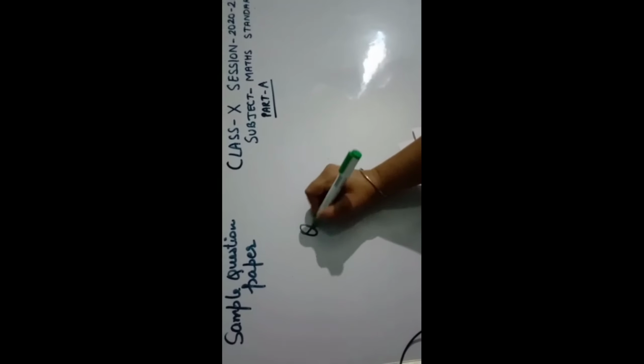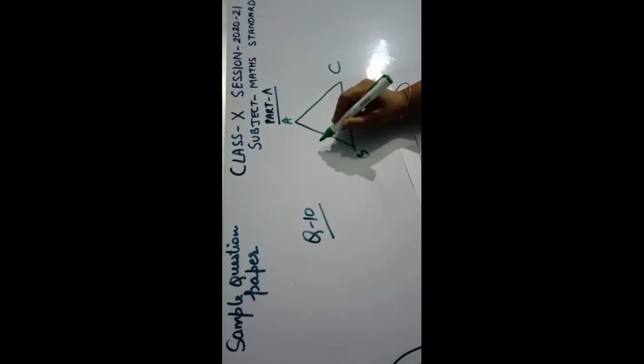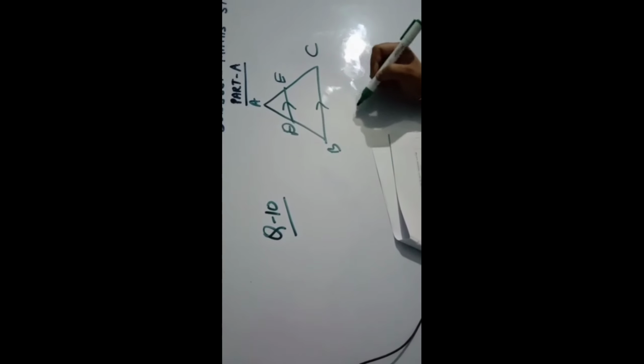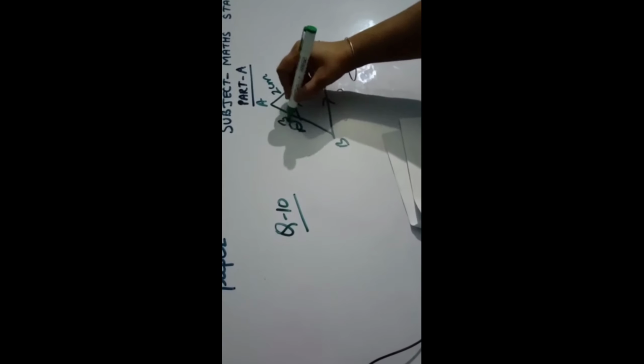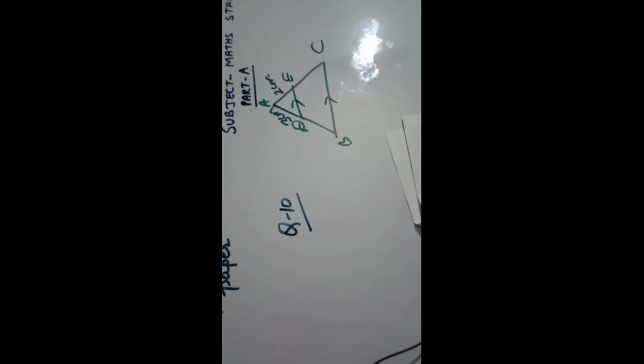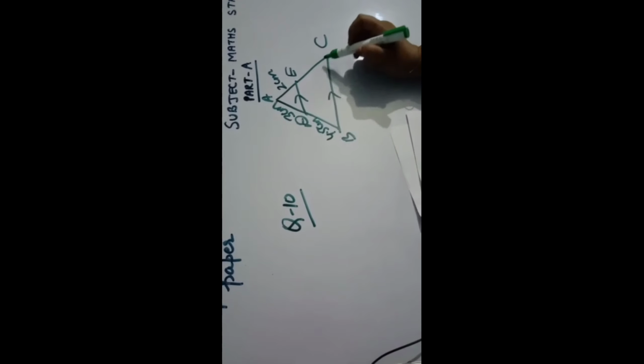See question number 10 of the sample paper, since we have done up to question number 9. Triangle ABC is there like this. D and E are points on sides AB and AC respectively, such that DE is parallel to BC. If AE is 2 centimeter, AD is 3 centimeter, BD is 4.5 centimeter, you have to find CE.